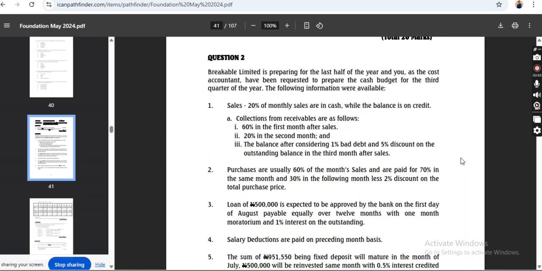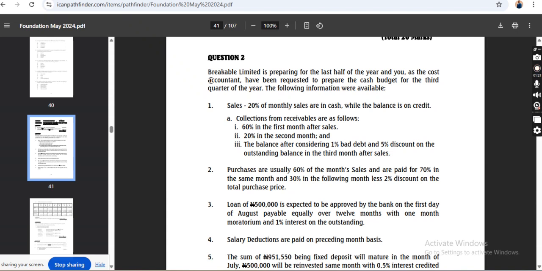We'll be looking at two questions. One question from this part and the second question from May 2021, May 2020, May 2015, question 2, and that is the cash budget as well.